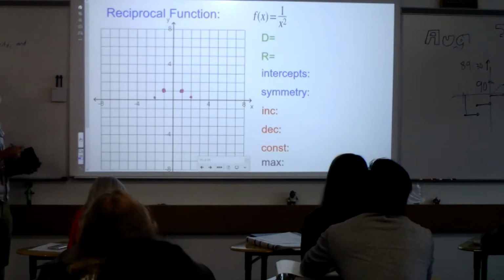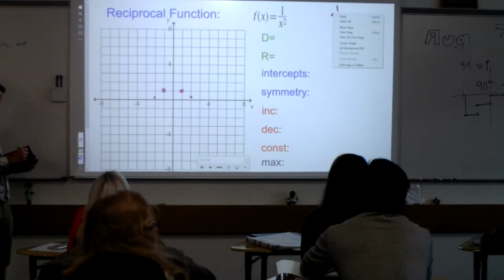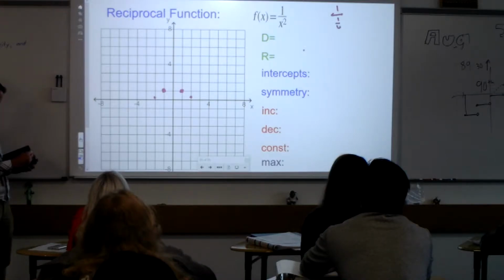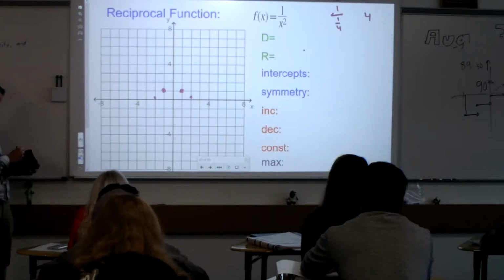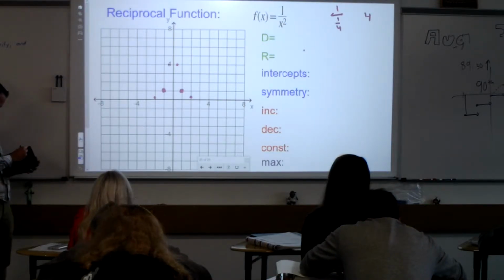And then let's do 1/2. 1/2 squared is 1/4. And when I do 1 over 1/4, what is that going to do? Remember, when you divide by a fraction, you multiply by the reciprocal. So this is just 4. So at 1/2, we're going to be at 4. And at negative 1/2 will also be at 4.